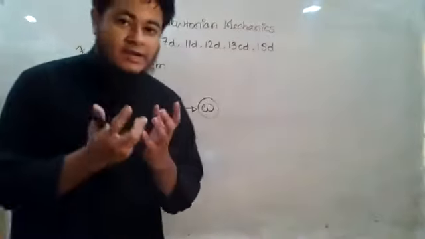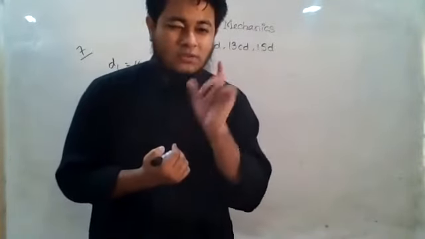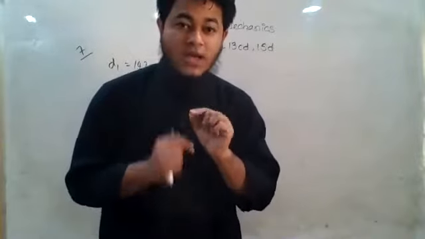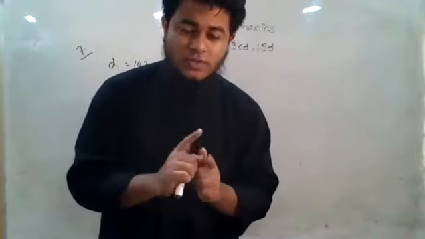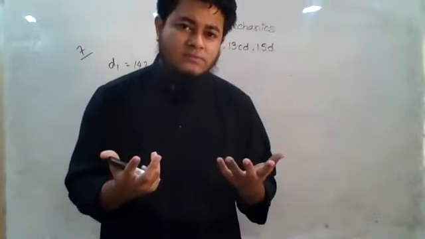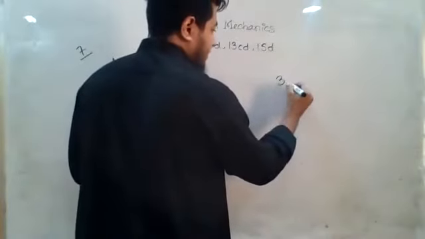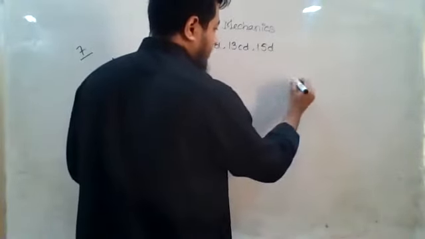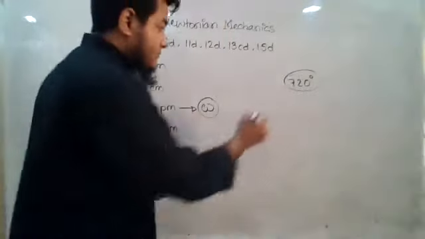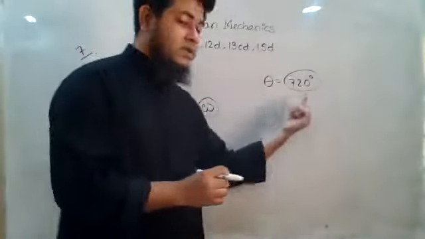Let me give you an idea how we can calculate how many times it rotates. We need to calculate the angular displacement. Whenever you are asked to calculate how many times it will rotate before stopping, you need to calculate the angular displacement. Why angular displacement? Let us say it rotates 720 degrees before coming to a stop. This is the angular displacement, theta. Theta is angular displacement, and we found that theta is 720 degrees.